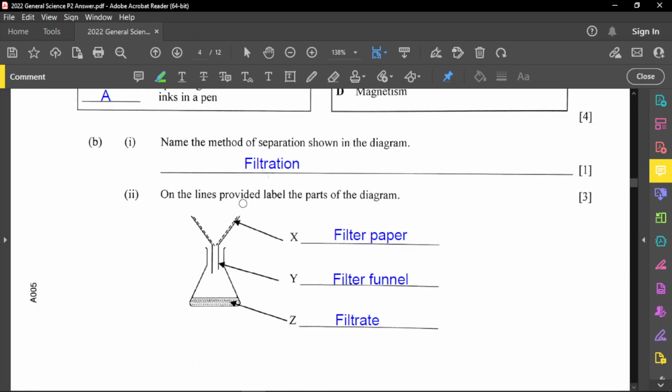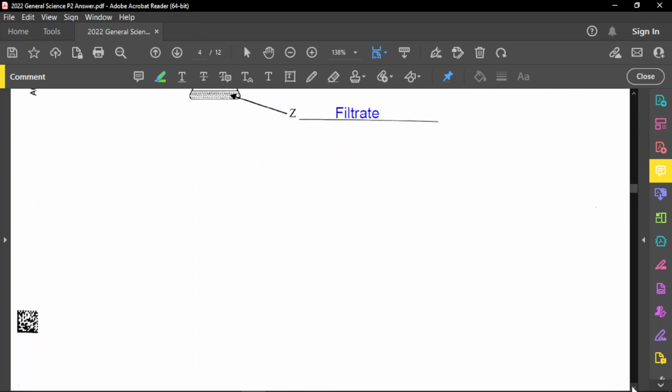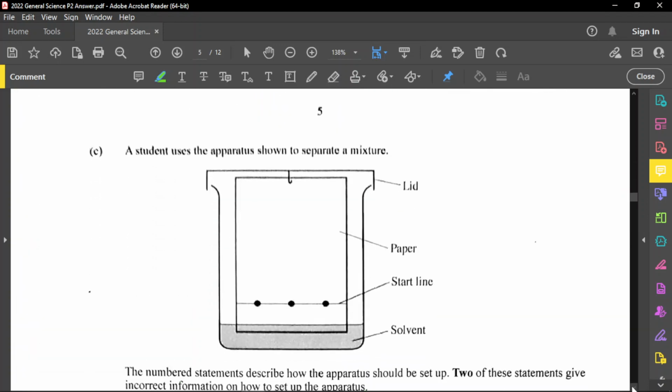It said on the lines provided, label the parts of the diagram. And so the broken line is the filter paper. All right, so the filter paper here is rested into the filter funnel. And what we get out as the liquid that is shown here, it is known as a filtrate. What will remain on the filter paper we'll call the residue, all right? For example, sand or soil. All right, part C of this question.